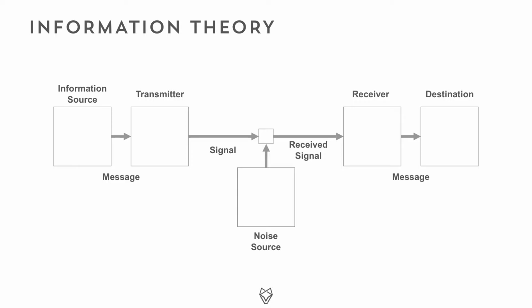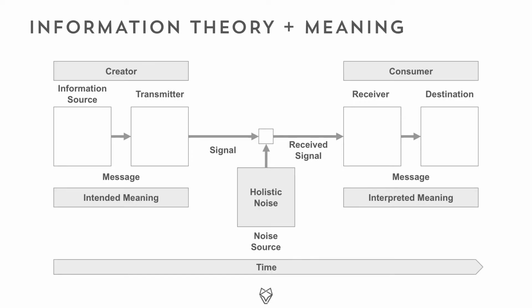So we tried to look at Shannon's work through the lens of meaning, and this is what we came up with. Using Shannon's same diagram, we have a creator to the left who intends some meaning in their message, and a consumer on the right who interprets the meaning of that message. And in the middle, there's this sort of holistic noise between the two parties. Of course, this transfer mechanism happens over time. It doesn't happen in a vacuum, so time is sort of persistent through the process.